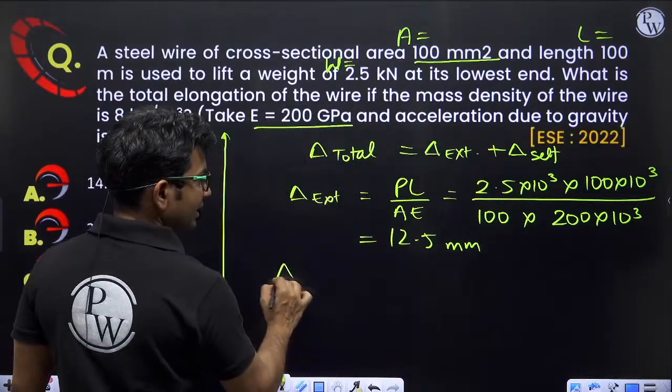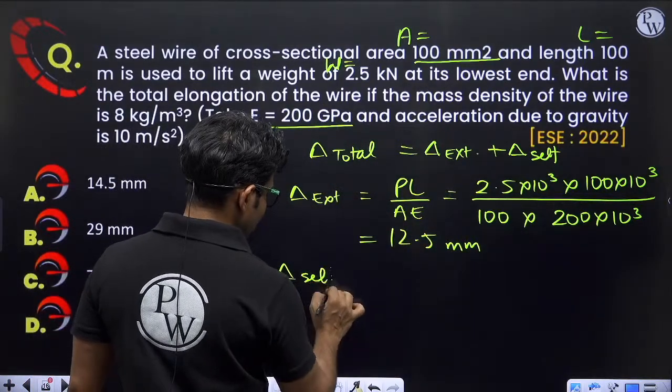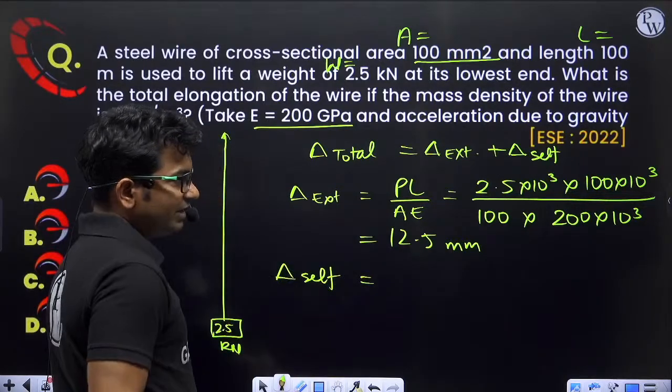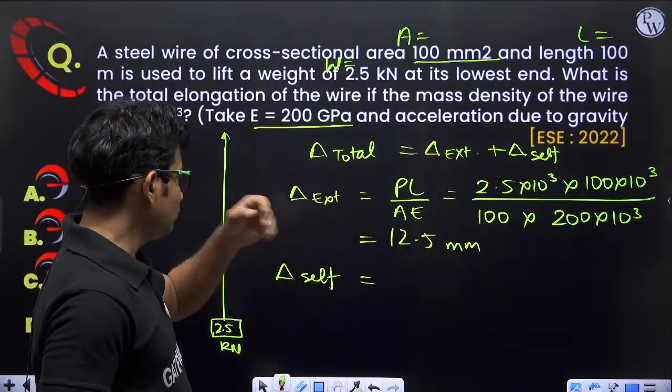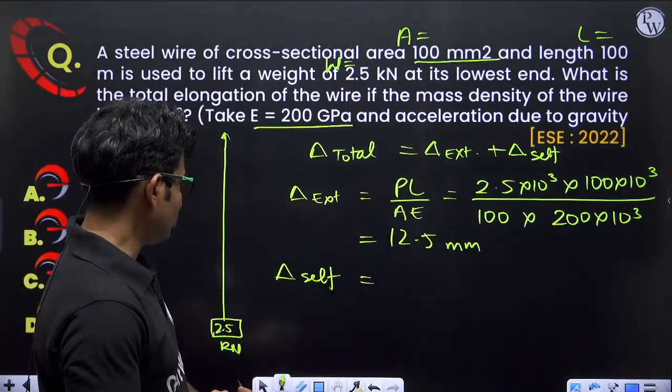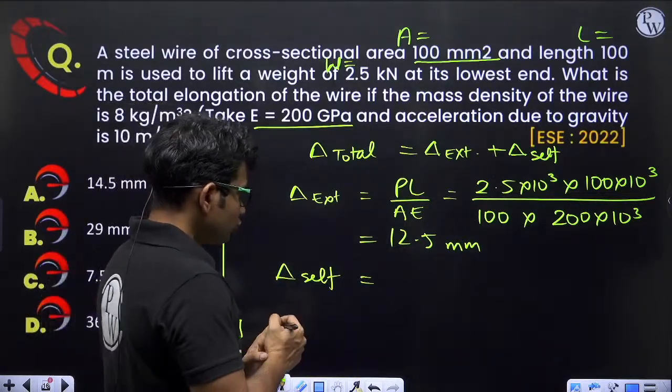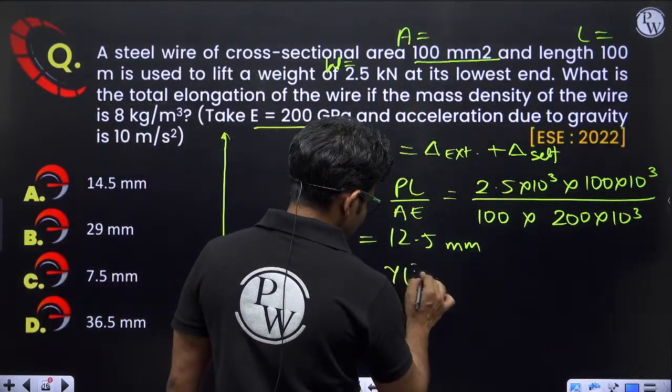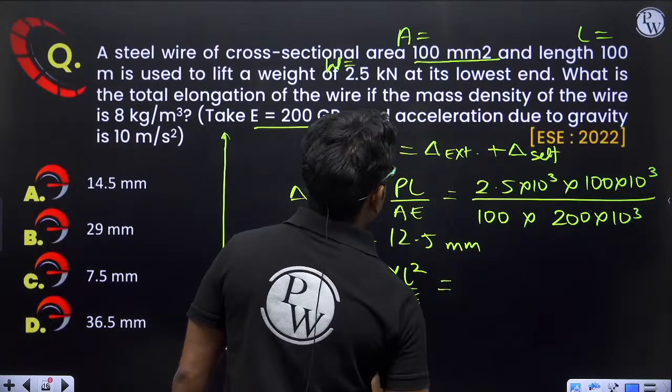Then delta due to self weight, deflection due to self weight. Self weight deflection will be very less as compared to the one due to external load. But anyhow, let us calculate. So it will be gamma L square upon 2E. What is the value of gamma?